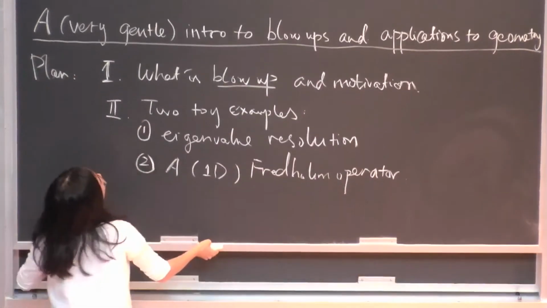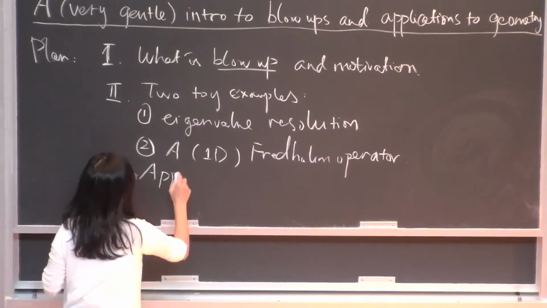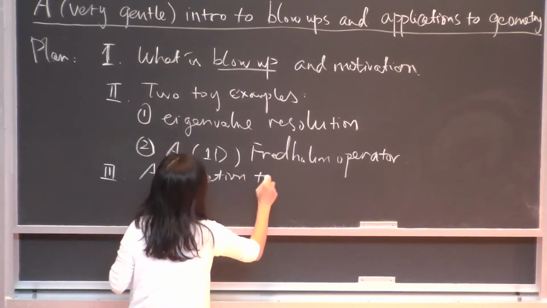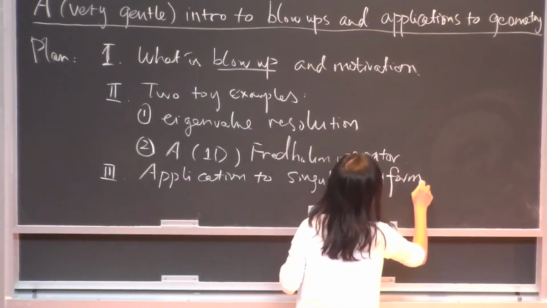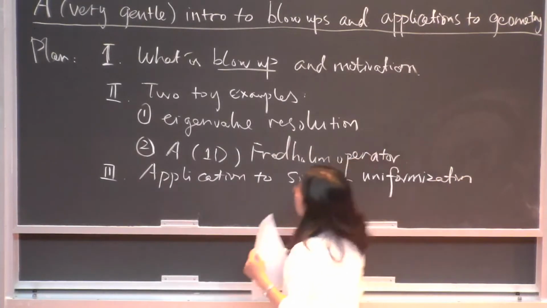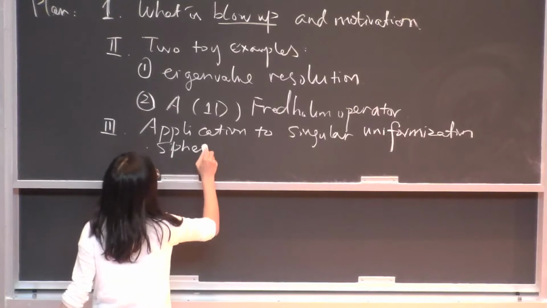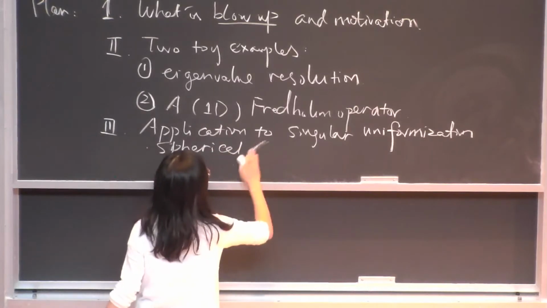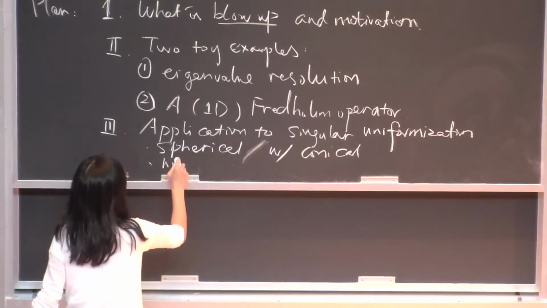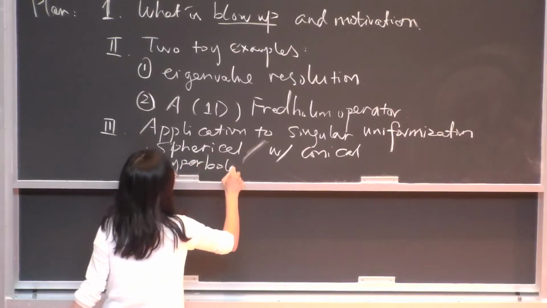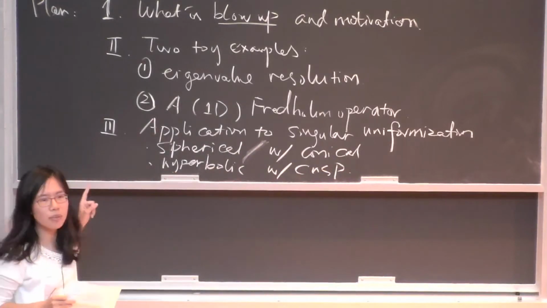And the third part, if I still have time, I would like to present some applications to uniformization problems, to singular uniformization problems, including two types of problems. The first type is spherical metrics with conical singularities, and the second type is hyperbolic metrics with cusps. Okay. Hopefully this writing is legible.